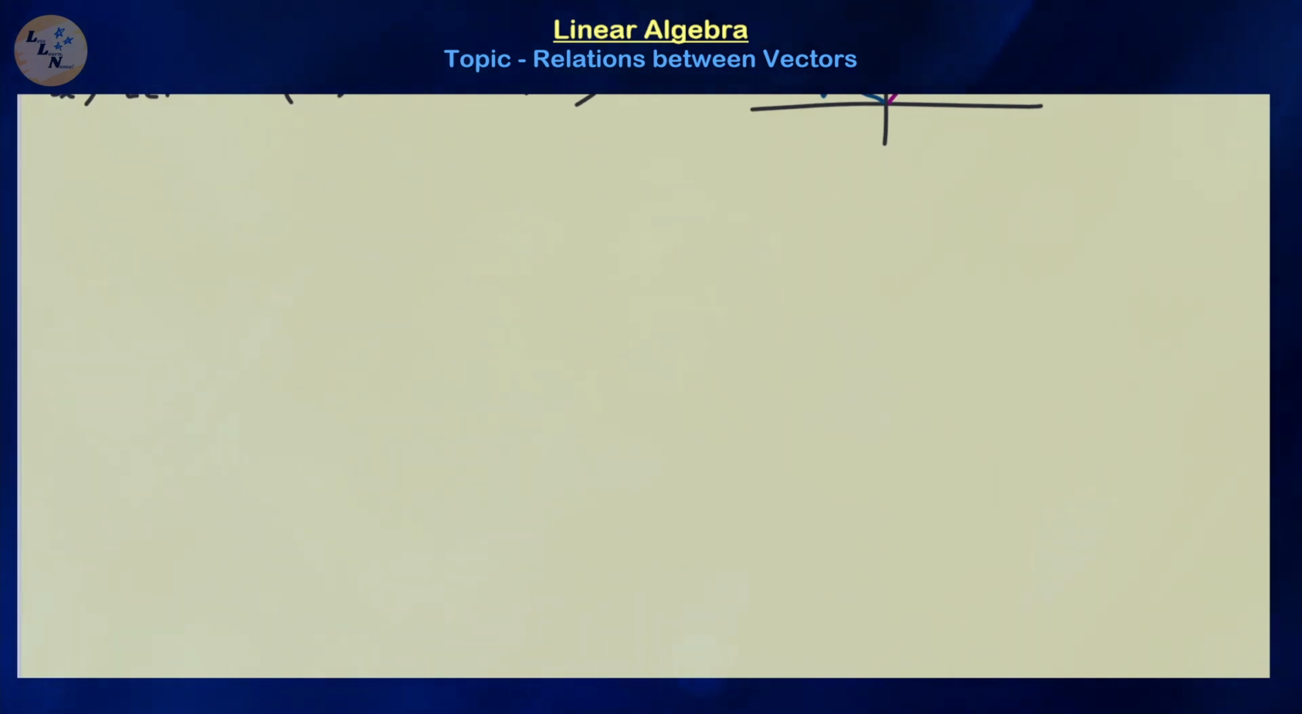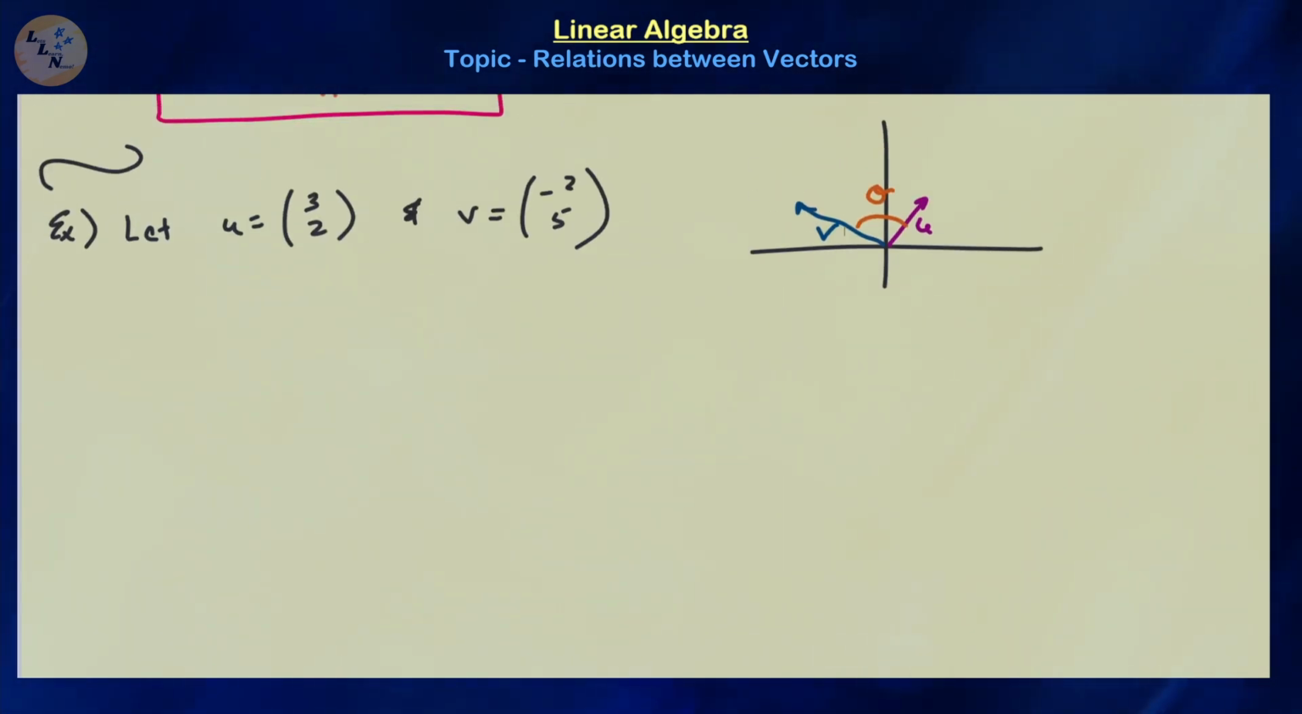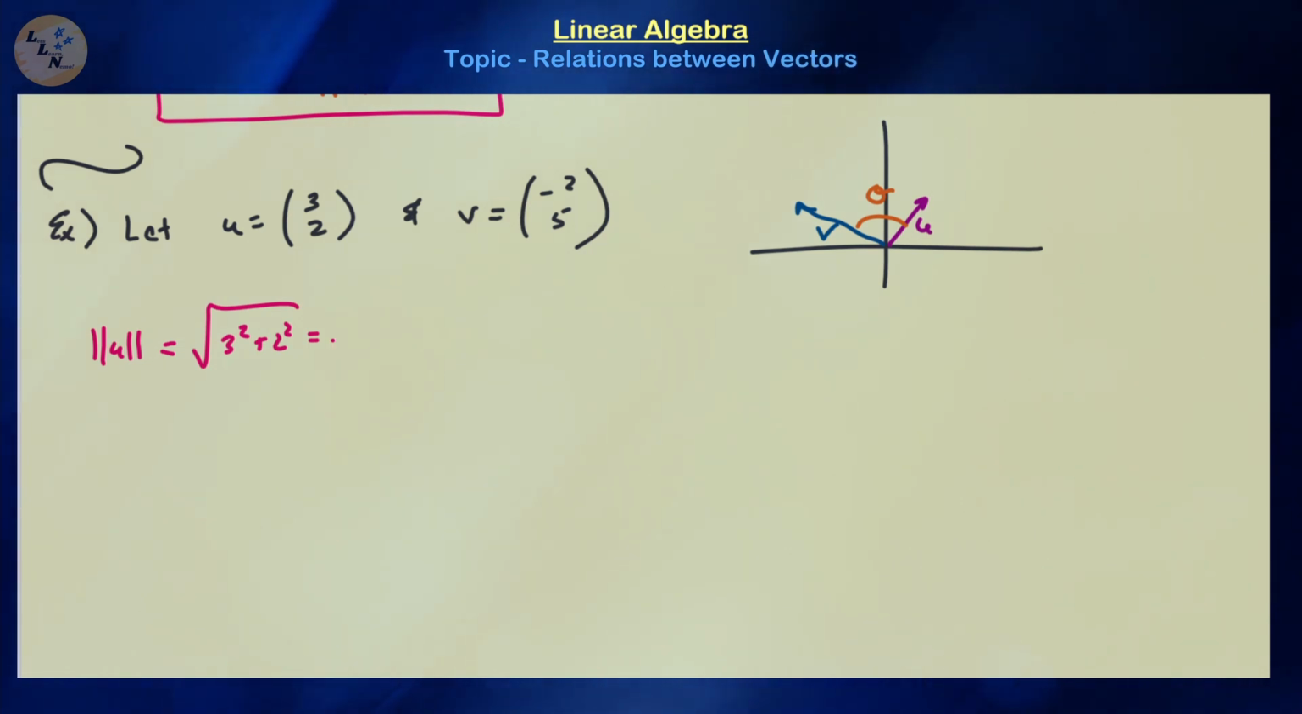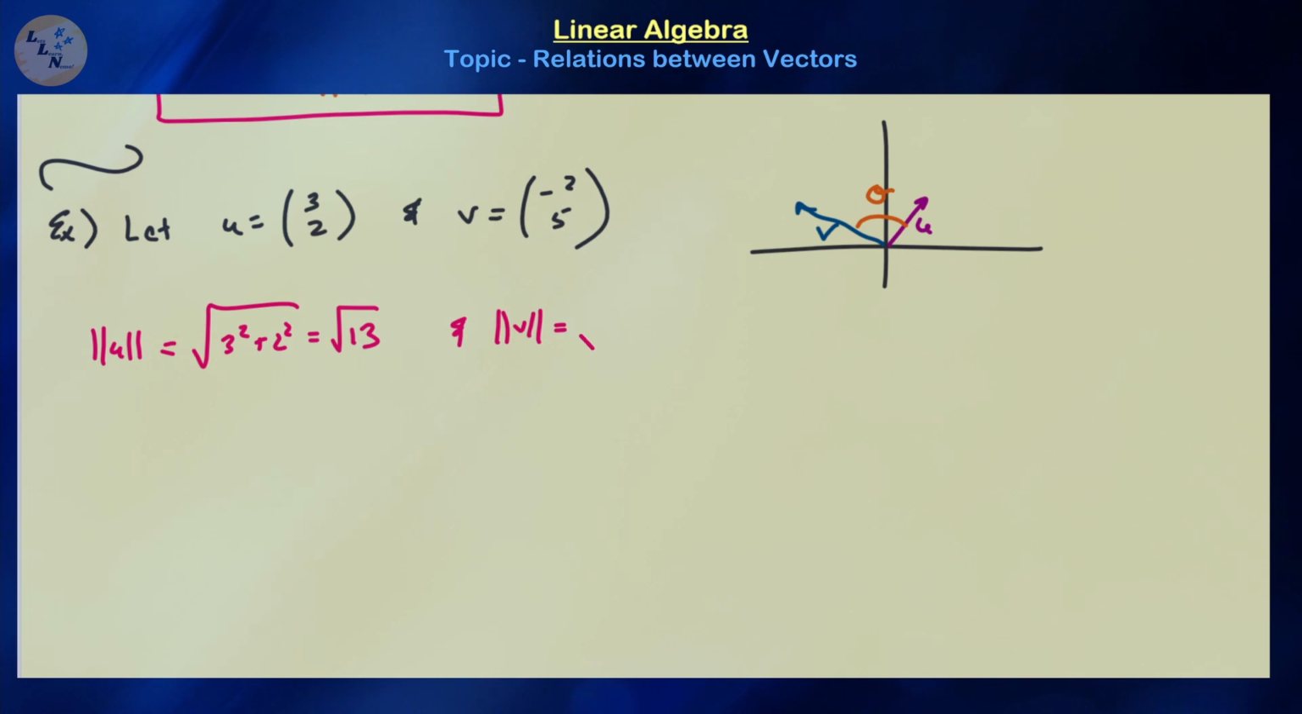Okay, so the first thing that we need to do is find the norms of each of these vectors and also the dot product between them. Let's start off with the norms because that's relatively easy. The norm of u is going to be the square root of 3 squared plus 2 squared, so that's the square root of 9 plus 4, which is the square root of 13. And the norm of v is the square root of (-2) squared plus 5 squared, so that's 4 plus 25, which is the square root of 29.